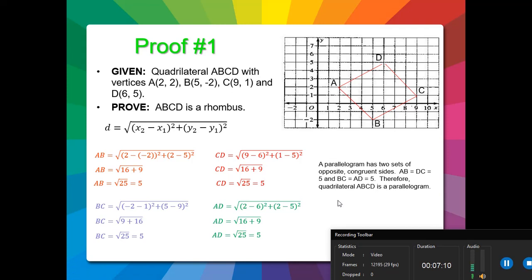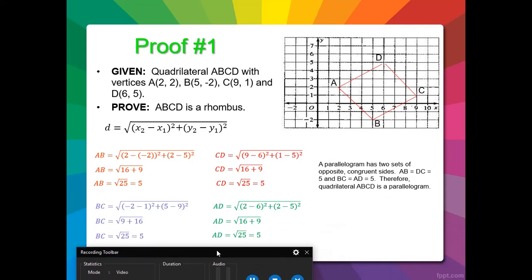I'm saying that because I used the length of their sides. If you use slope, you would say a parallelogram has 2 sets of opposite parallel sides. So you want to tailor it to whatever math you're using. I'm supporting it with details. AB is equal to DC, which is equal to 5, so those opposite sides are equal. And BC and AD equal 5. They're equal, so therefore quadrilateral ABCD is a parallelogram.